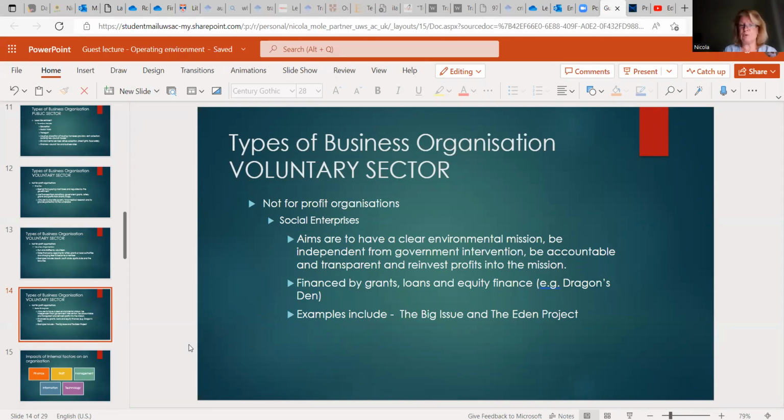Some of the examples for social enterprises include The Big Issue, and that is a small newspaper or magazine that people who don't have any work will sell on the streets to get some money to earn an income. It's quite successful, and the idea has been copied in many countries around the world. You'll often see these people outside train stations selling this magazine or newspaper.